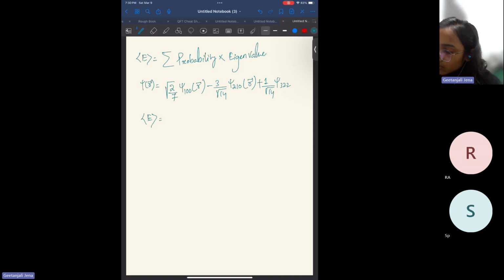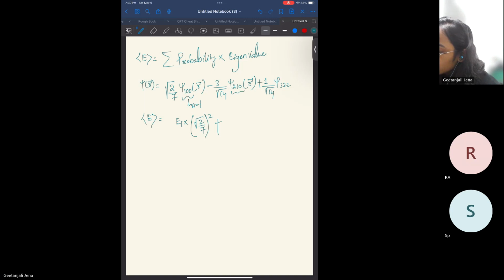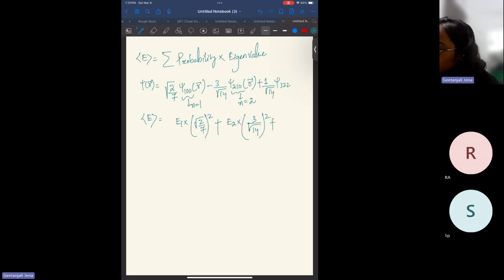So the expectation value of energy will be, here n is 1, so it is E1 multiplied by root over 2 by 7 square, plus here n is 2, that means it will be E2 multiplied by 3 divided by the root of 14 square. And the third one, n is 3, so it will be E3 into 1 by root over 14 square.